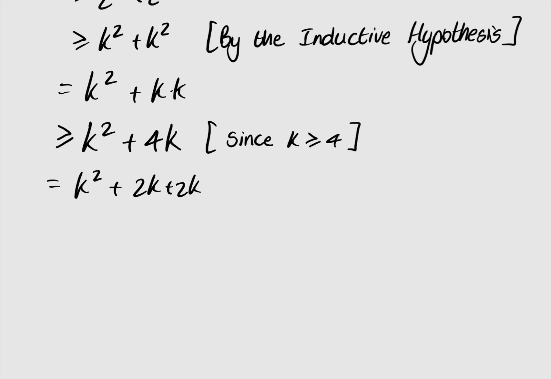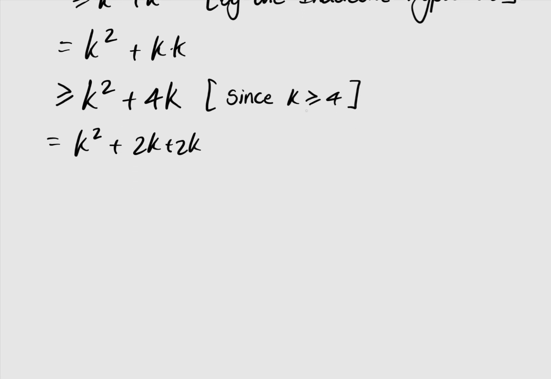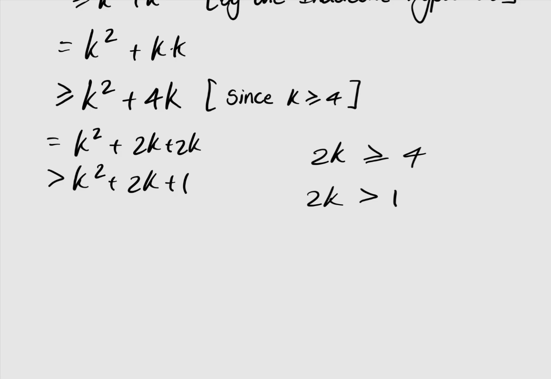And then, for some more mathematical shenaniganery, we're going to remember that k is greater than or equal to 4. And then we're going to say that since k is greater than or equal to 4, we can say that 2k is greater than or equal to 4 as well, right? Because it's greater than, so it fulfills one of the requirements of being greater than or equal to. So therefore, 2k is greater than 1. We can say that k squared plus 2k plus 1.